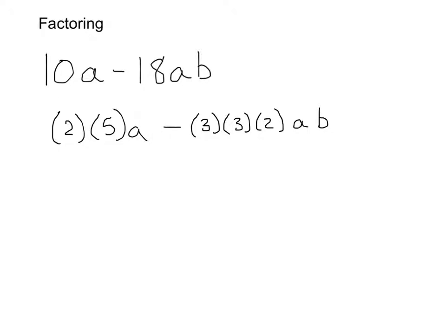And when I say prime, 3 is prime. Prime meaning only 1 and itself go into it. Only 3 and 1 go into 3, right? So it's prime. And so now I've broken this down. 2 times 5 is 10. 3 times 3 times 2 is 18. And now we're looking for matches.